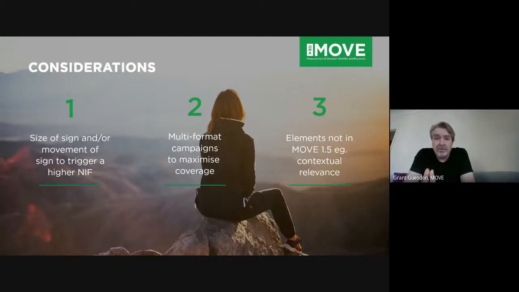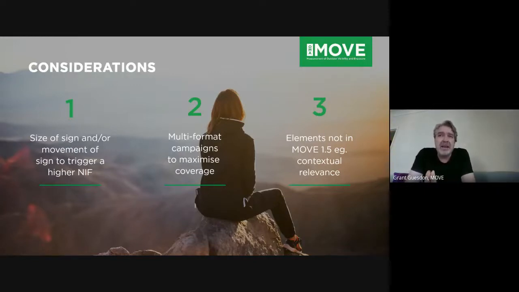As you'd be aware, one of the best ways to get audience coverage is that multi-format buy to maximise delivery on the campaign objectives of reach and frequency, just as you'd buy across channels when you're buying television or online. I think the other element that we haven't measured yet, and we may not get round to measuring in Move, but that 1.5 is not bringing in, is contextual relevance.